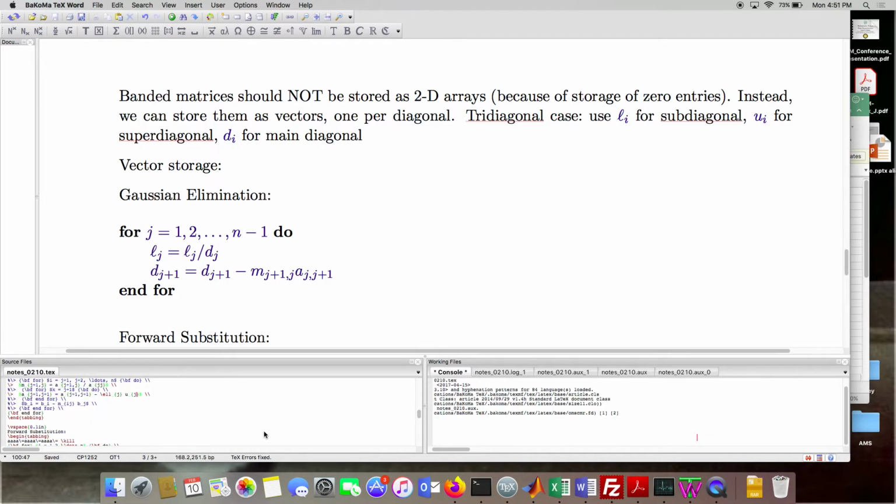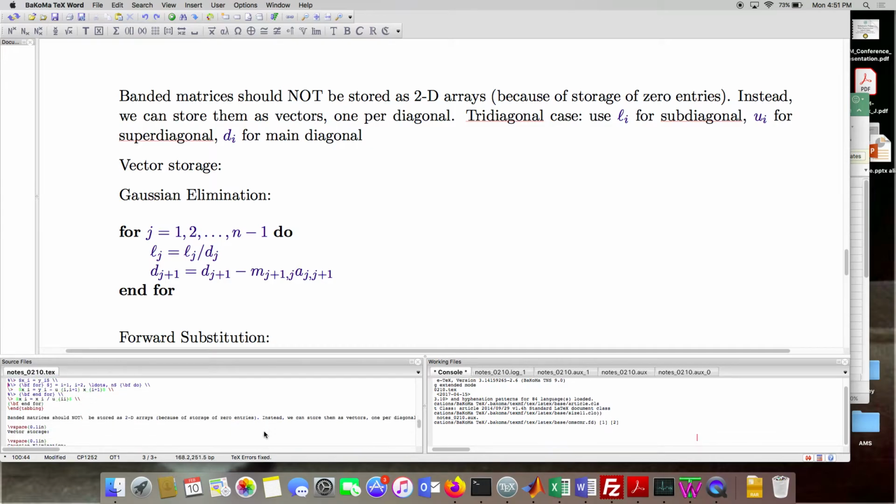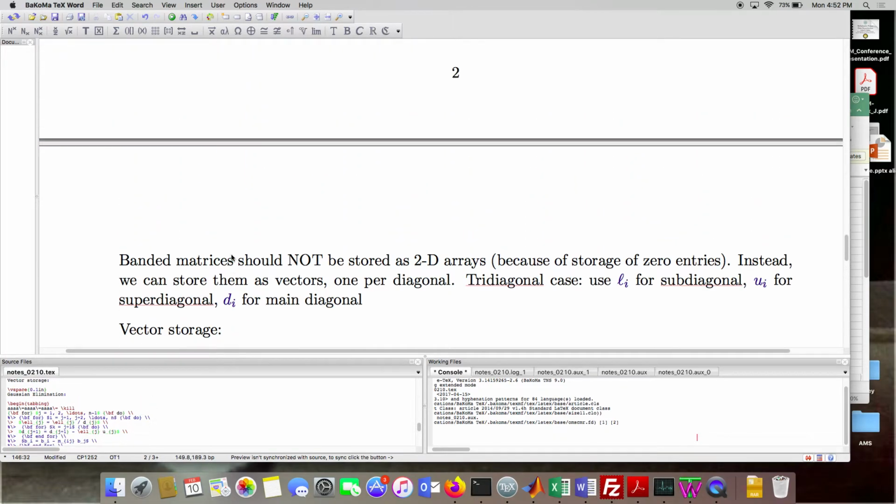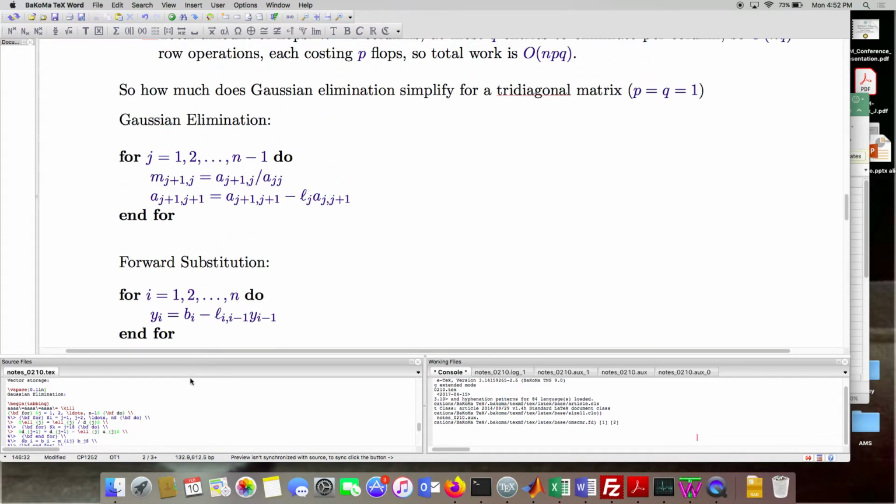Wait. I just changed the wrong thing, didn't I? Okay, right here, U_J. Sorry, now I have to go back and fix some things, because I was changing the wrong algorithm.